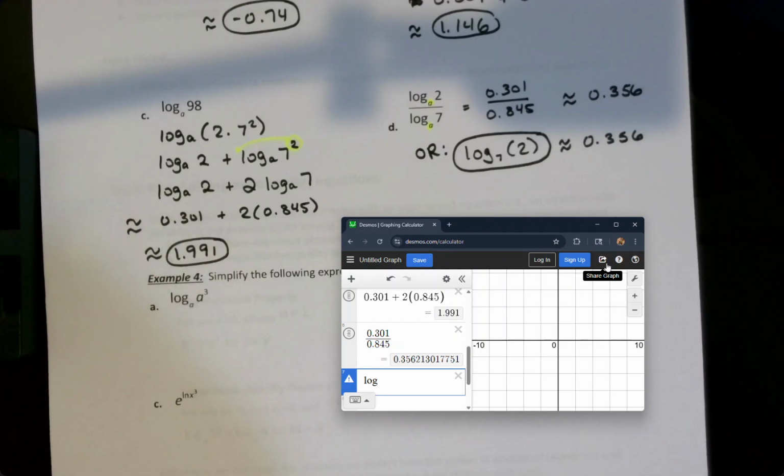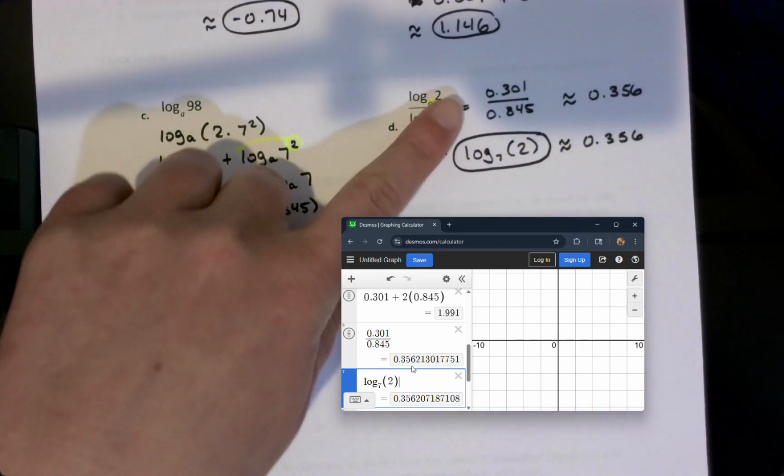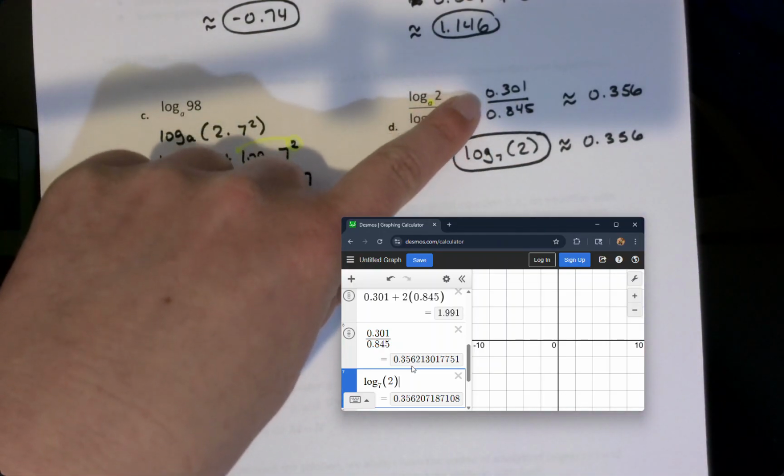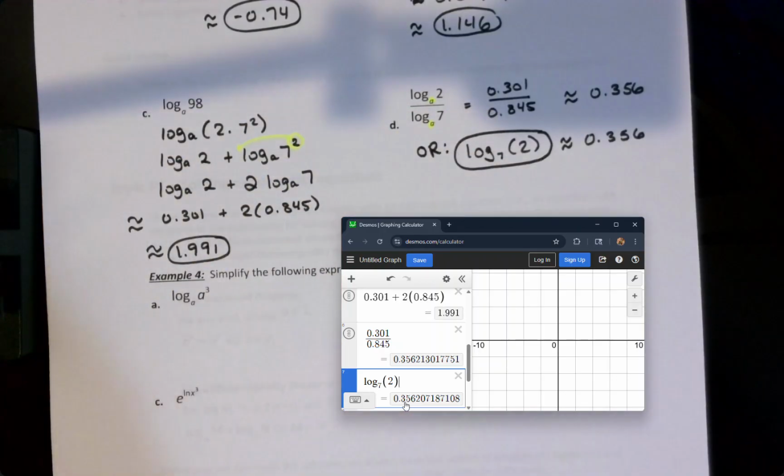The log base 7 of 2 should be that same value. And again, it's approximately 0.356. Remember that these values here were approximate, not exact values. So there is going to be some discrepancy in the later digits in these answers, but they're both approximately 0.356.